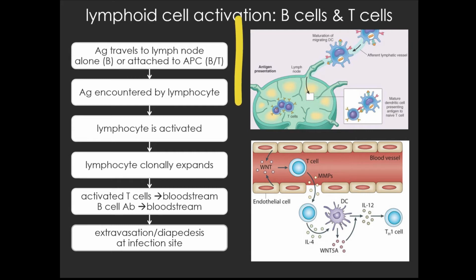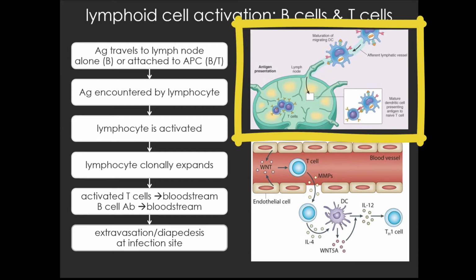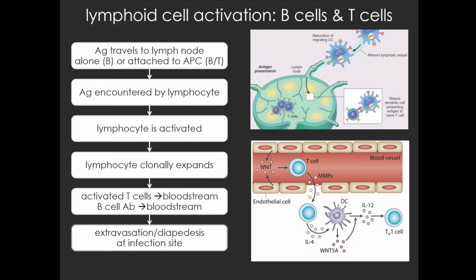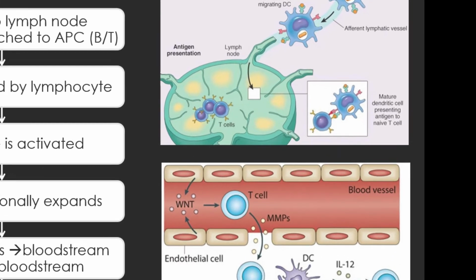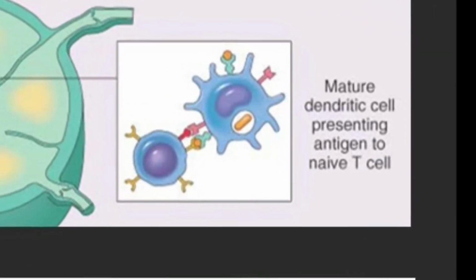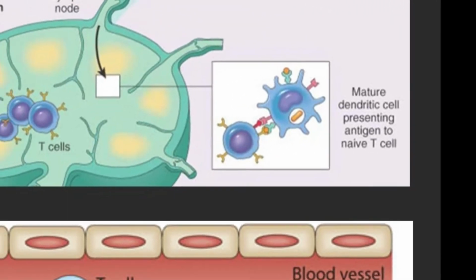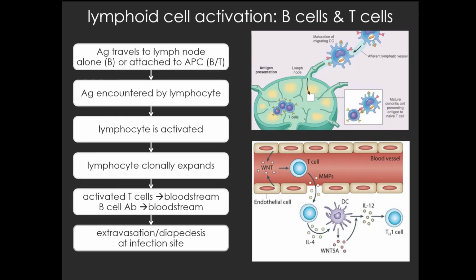So if you look at the top diagram, you see this dendritic cell moving through the lymph node, and then if you look at the inset there, you see that dendritic cell presenting the antigen to a naive T cell in this case. Could also be a naive B cell. Either way, when that dendritic cell or macrophage presents the antigen to the B cell or T cell, that cell becomes activated. And at that point, we don't call it a naive lymphocyte anymore. It's just a plain old lymphocyte.